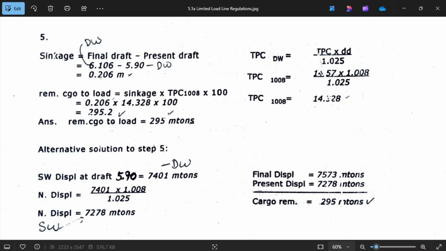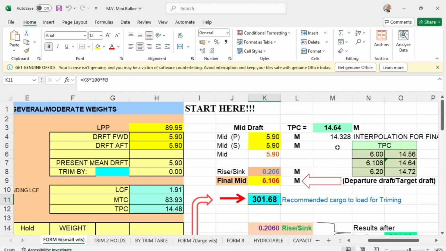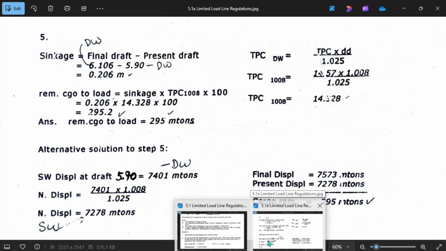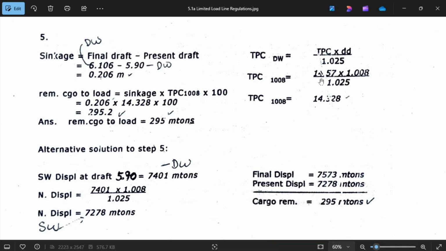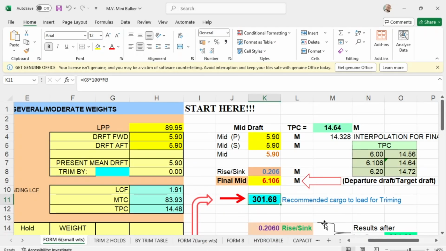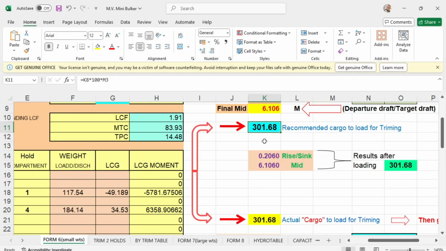14.57. Okay, I have here 14.64. So how did you get the 14.57? It should be 14.64. This should be 14.64, but he put here 14.57. And the remaining cargo he has is 295, but I got here 301. Okay, but I will continue with my figure. So my remaining cargo is 301.68.